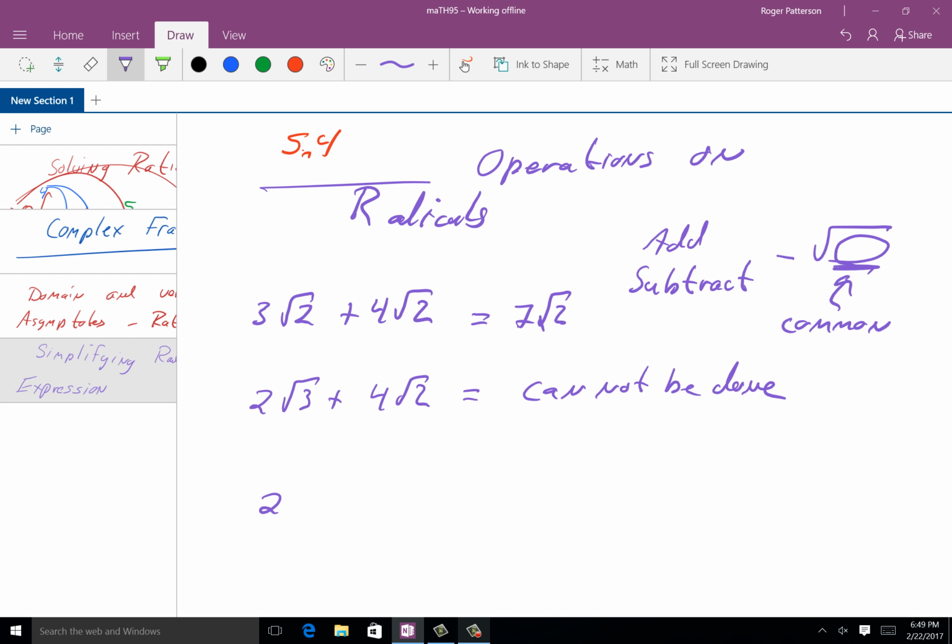So if we have 2 square roots of 5 plus 4 square roots of 5, what are we going to end up with there? Notice, we don't add these. Again, very similar to fractions. When you add fractions, 2/5 and 4/5, you don't get 6/10, you get 6/5. So 2 square roots of 5 plus 4 square roots of 5 gives you 6 square roots of 5, not 6 square roots of 10. That would be very wrong. So make sure that we get that.